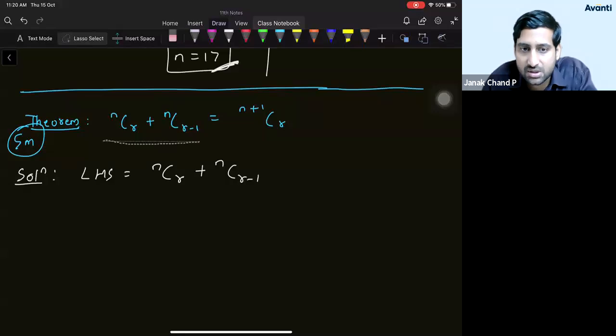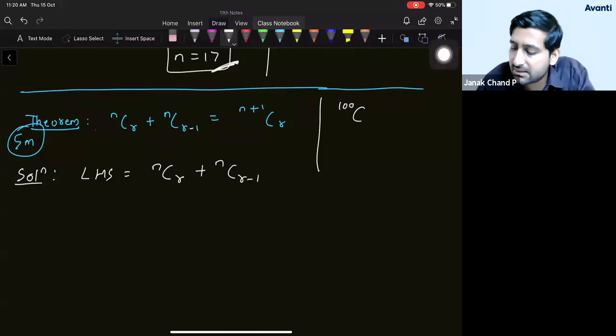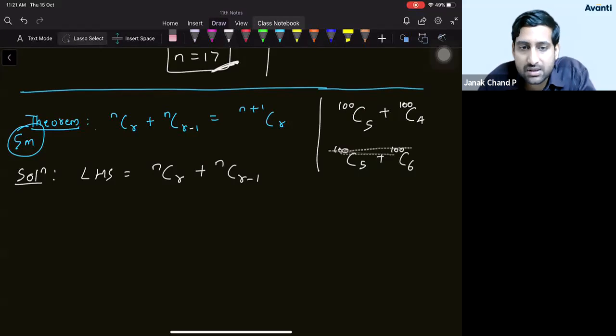But when you're adding these two, you should make sure that the value of n is the same and the value of r has a difference of 1. For example, this theorem is used to find out the value of 100C5 plus 100C4. That is, the upper value should be the same and the lower value should have a difference of 1. We can also use this to add 100C5 plus 100C6. Yes, the upper value should be the same and the lower value should have a difference of 1.